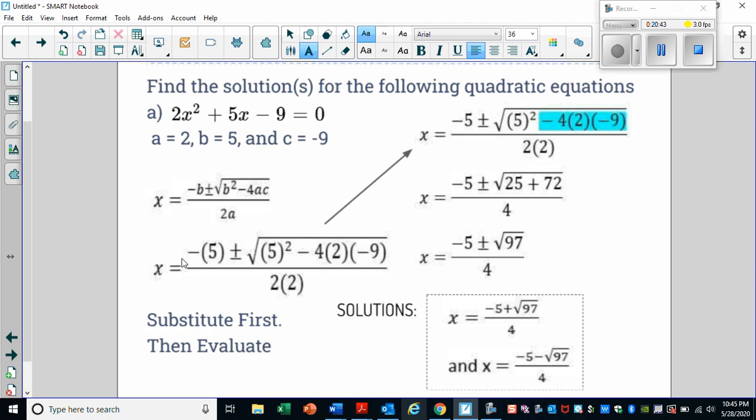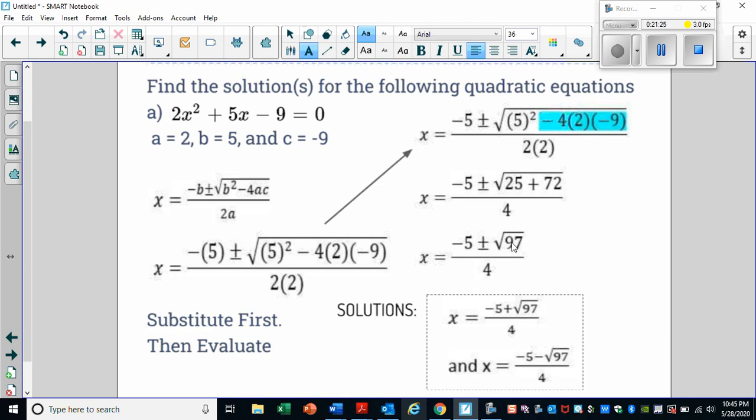So now, of course, minus parentheses 5 is just minus 5. Keep your plus or minus sign. 5 squared is 25. Now I highlighted this section blue: negative 4 times 2 times negative 9. Two negatives make your positive. And 4 times 2 is 8. And 8 times 9 is 72. So these two negatives make this term positive. And then you add 25 plus 72. Your sum is 97. Now, 97 we cannot break down. So we will leave 97 alone.